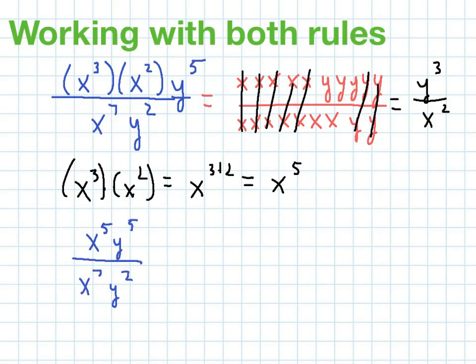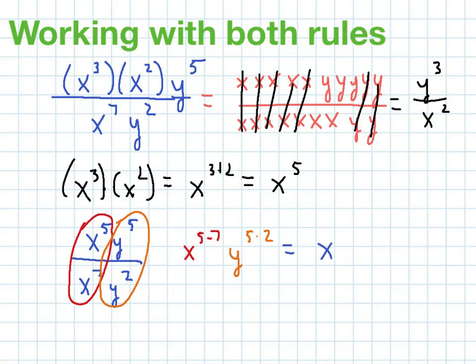Now thinking about canceling or subtraction, so what I have here is I need to take these two, and I'm going to write those as x to the 5 minus 7, and then I'm going to take these two and write it as y to the 5 minus 2. So when I'm done, I have x to the negative 2 power and y to the third power. I know it looks a little different than my canceling one, but we'll talk about that later when we talk about negative exponents. Now I'm going to let you practice this.